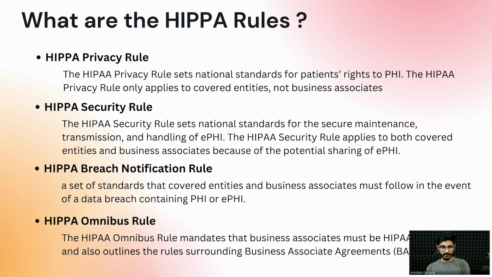There are four major rules of HIPAA. Number one is the privacy rule. Second is security. Third is breach notification, and fourth is the omnibus rule.